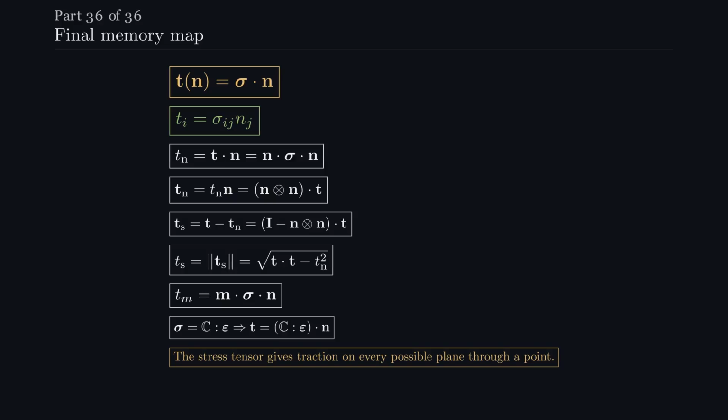The memory map is this. Traction equals stress dot normal. In components, T i equals sigma ij n j. The scalar normal stress is n dot sigma dot n. The normal traction vector is obtained using n tensor n. The shear traction vector is obtained using identity minus n tensor n. The stress tensor tells us the traction vector on every possible plane through a point.